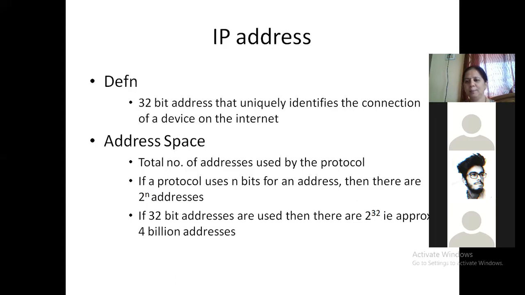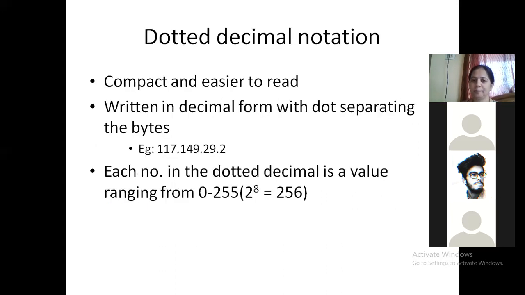Now, I hope this point is clear. Everybody knows now what an IP address is. What is an IP address? It's a 32-bit field that uniquely identifies a connection. What do we mean by address space? The total number of addresses used by a protocol. So if n bits are used for an address, there are going to be 2 to the power of n addresses. Similarly, if 32 bits are used, then 2 to the power of 32 addresses we are going to have, which is approximately equal to 4 billion addresses.